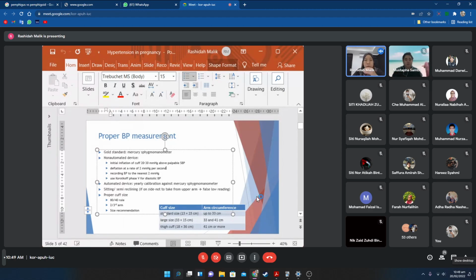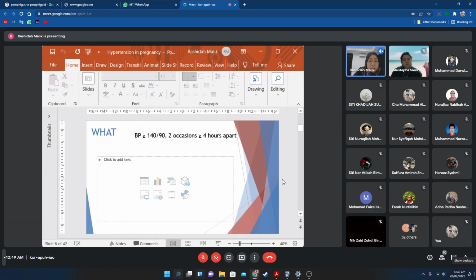All right, so this is about proper BP measurement. This one you need to carry throughout your whole life. So what is hypertension in pregnancy? As I've mentioned, it is 140/90 on 2 occasions about 4 hours apart.